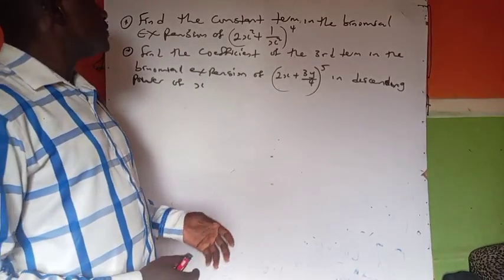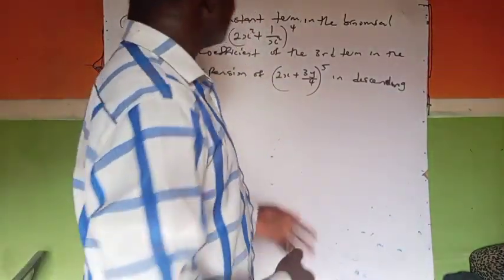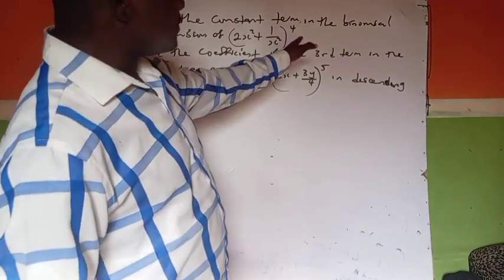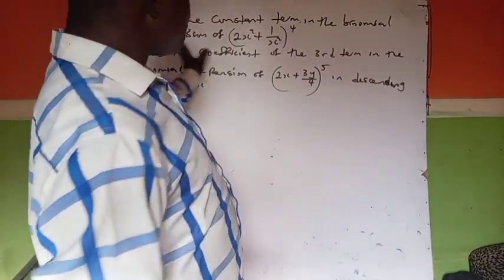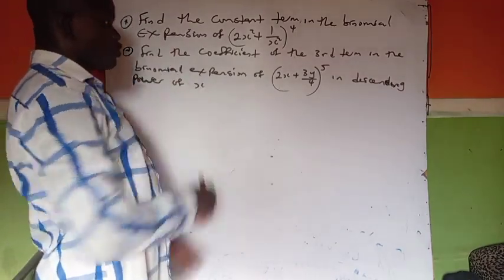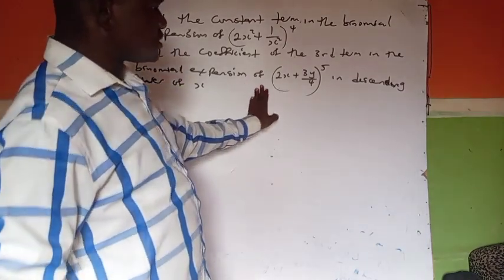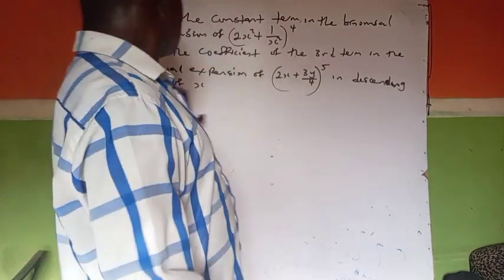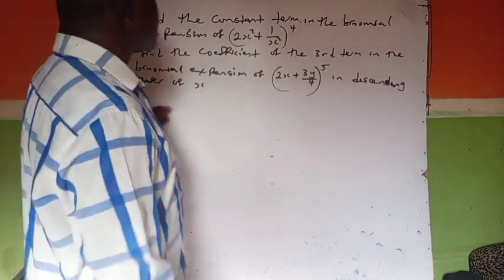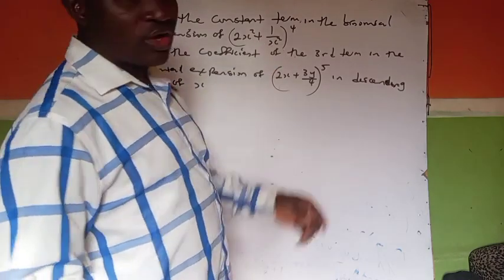You're welcome. So you have this question here on the board. Find the constant term in the binomial expansion of this. Then the second one says find the coefficient of the third term in the binomial expansion of this, in descending power of x. Now in this binomial theorem, here you have to find the constant term.